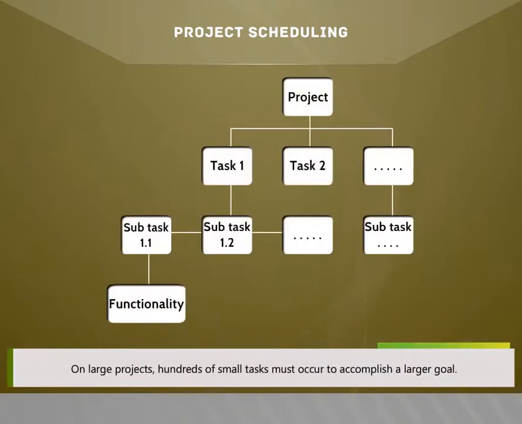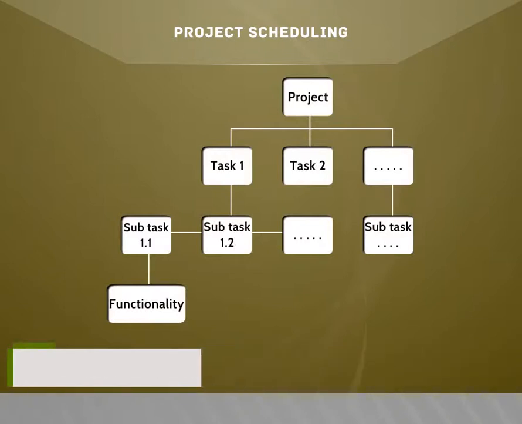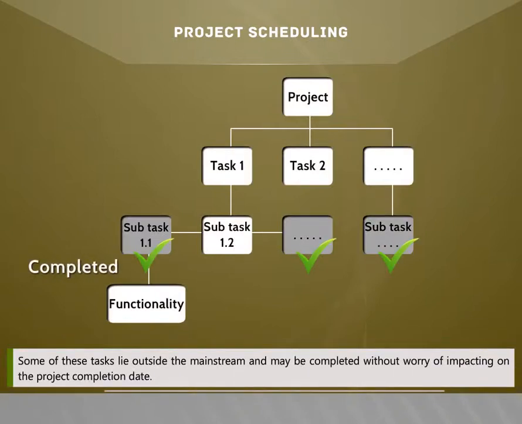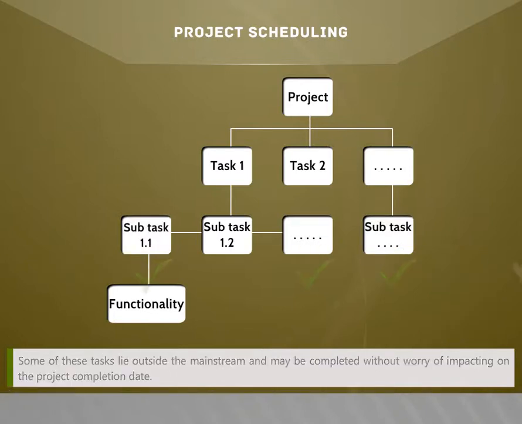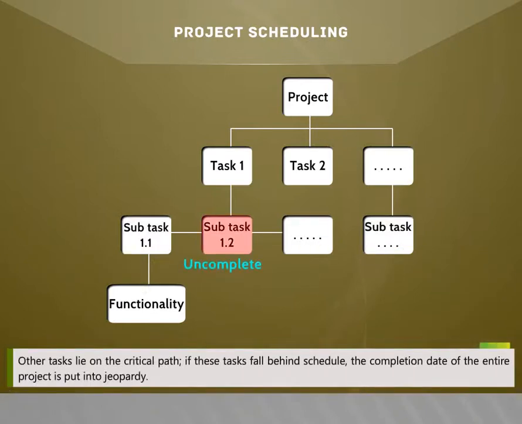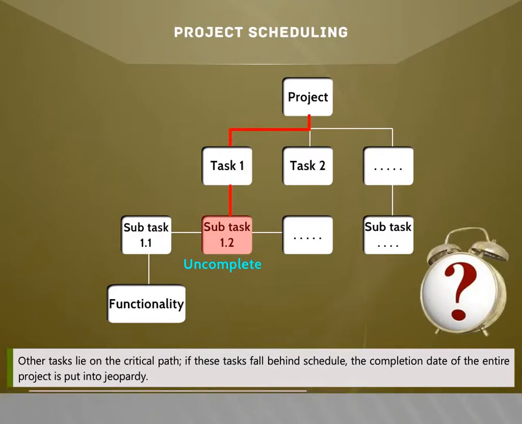Project scheduling. On large projects, hundreds of small tasks must occur to accomplish a larger goal. Some of these tasks lie outside the mainstream and may be completed without worrying about impacting the project completion date. Other tasks lie on the critical path. If these tasks fall behind schedule, the completion date of the entire project is put into jeopardy.